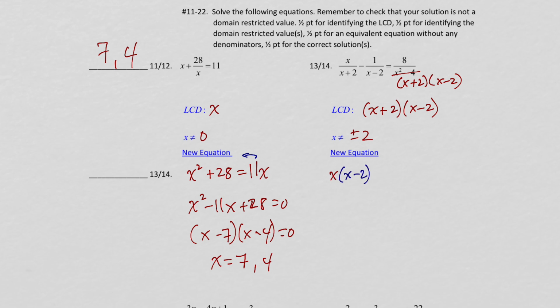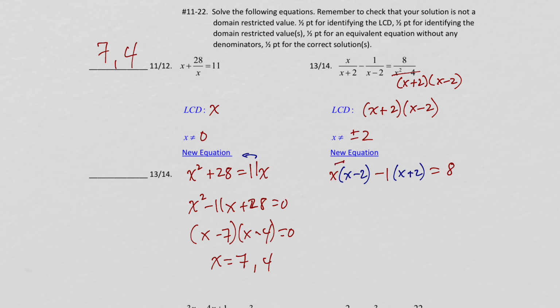And then I'm going to have minus, and I'll take the numerator, the 1, and I'll multiply by what's missing from the denominator, which is x plus 2. And then I'll take the numerator 8 and I'll multiply by what's missing from the denominator. Nothing's missing from the denominator, so I don't multiply that by anything. So that's my equation without fractions.